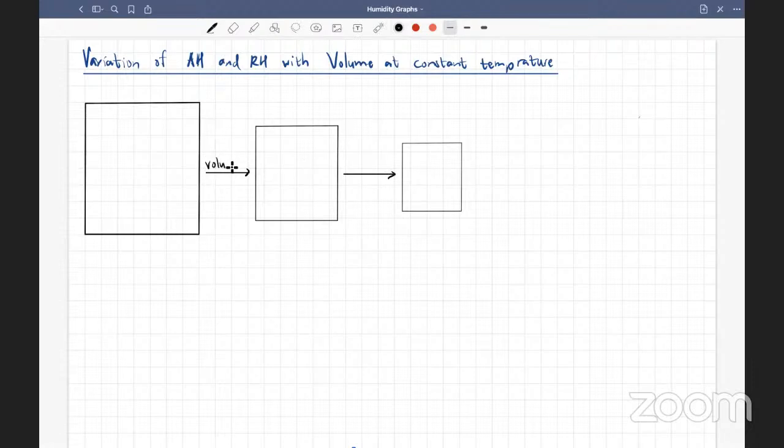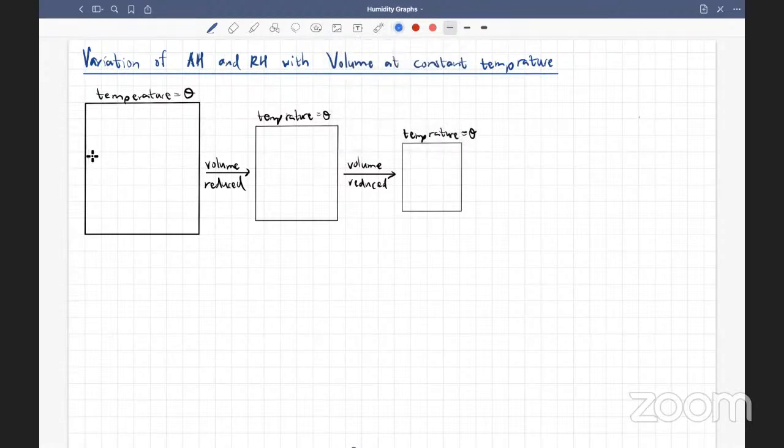Volume reduced and volume reduced further, but remember the temperature is constant. So here, if I take the temperature to be theta, here also temperature is theta. Here also temperature theta. Temperature theta, temperature theta, temperature theta.